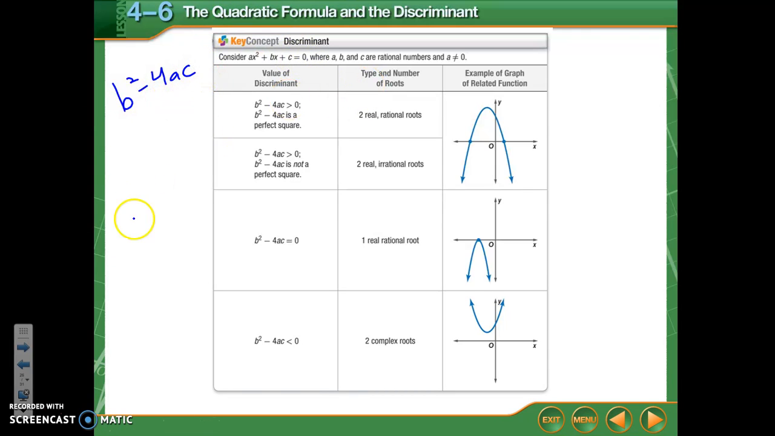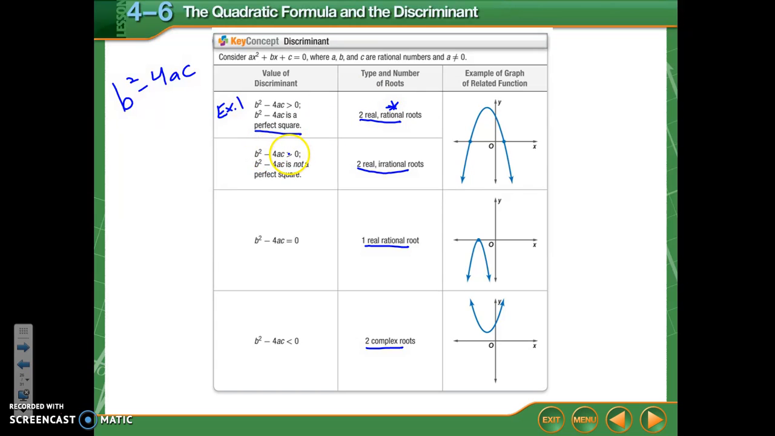So we looked at all of these different options when we just did all of those examples. I can have, based on my discriminant, 2 real rational roots, 2 real irrational roots, 1 real rational root, or 2 complex roots. And that all depends on the number b squared minus 4ac. If b squared minus 4ac is positive and a perfect square, like example 1, then I will have 2 real rational roots.